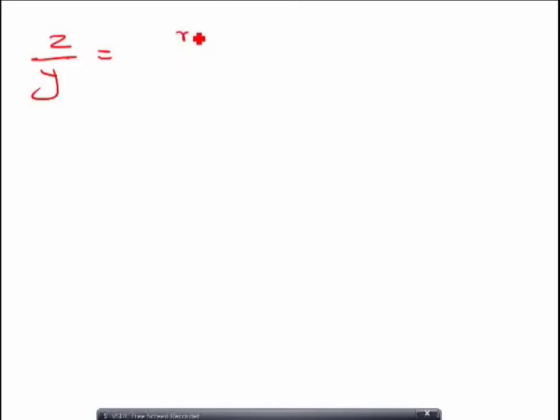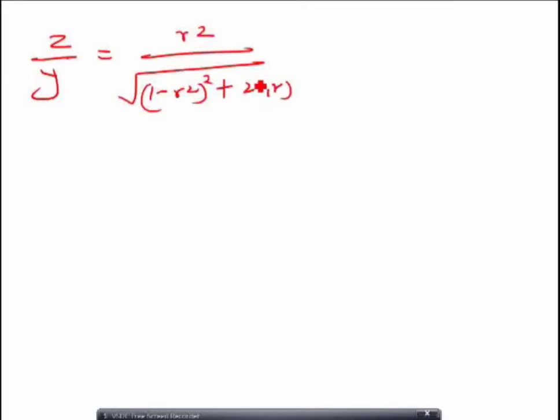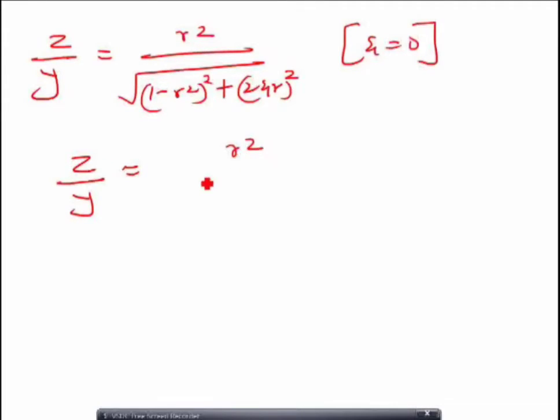Z upon y is equal to r square upon square root of (1 minus r square) bracket square plus (2 zeta r) bracket square. But again, we know that zeta is equal to 0, right? So again I am getting z upon y is equal to r square upon 1 minus r square. Therefore, let us first of all calculate r, which is equal to omega by omega n. Omega is 104.71 divided by omega n, 316.22. So this ratio I am getting as 0.331, so about 0.33.